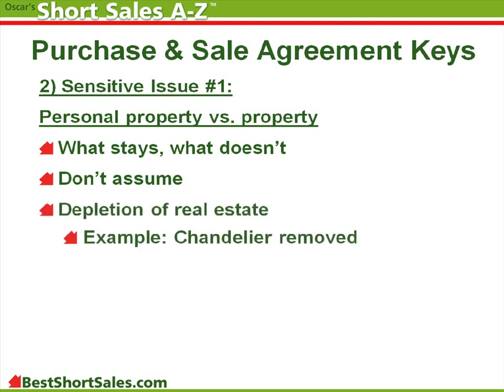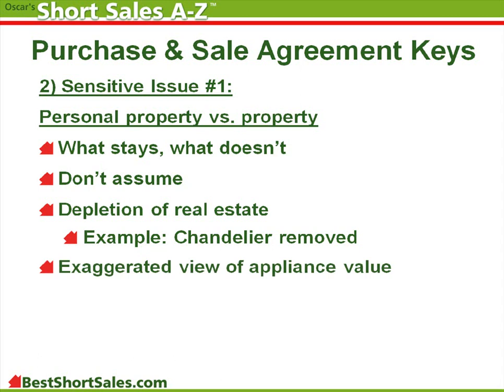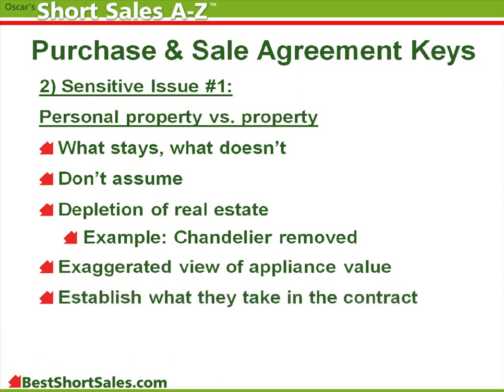Not being clear about personal property can lead to depletion of real estate, which is the removal of building components. A good example would be the removal of a chandelier that was bought after the seller moved into the house. The homeowner may feel that the chandelier is just an ornament hanging from the ceiling. In reality, it is a building component. Often homeowners develop an exaggerated perception of the value of appliances. If they want to take anything out of the property, it needs to be established early on and in the contract.